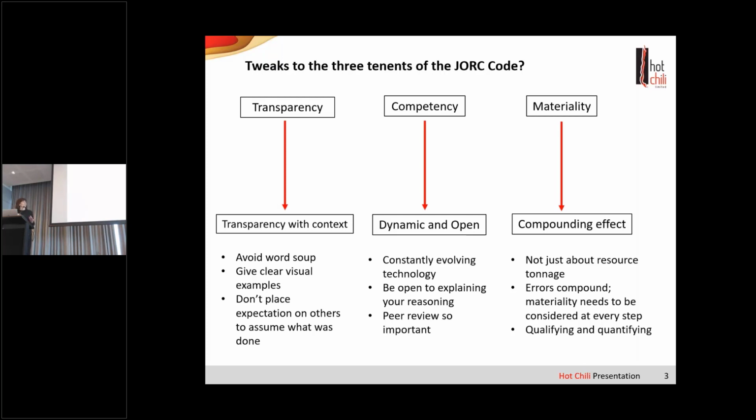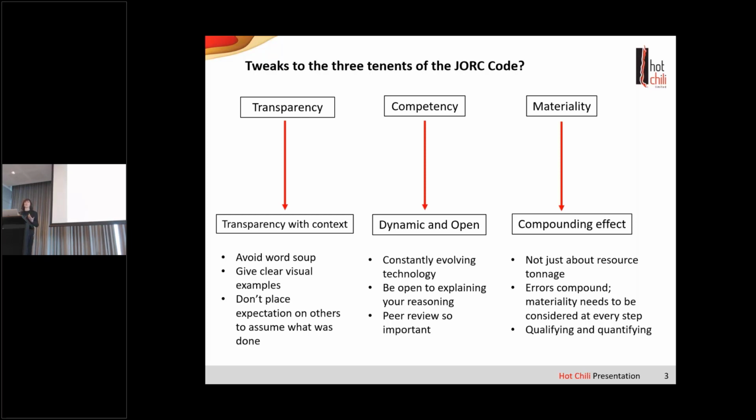So these are the three tenets of the JORC code, and I agree with them, but I think potentially we need to have slight tweaks to them, or at least be thinking about different things when you're writing a report or when you're questioning someone's report. So transparency, obviously we need to have transparency, but we need to have transparency with context. I've stolen that from Elizabeth Harris.